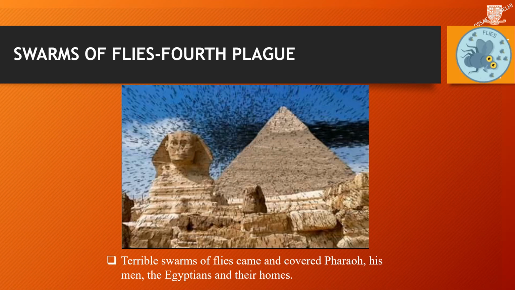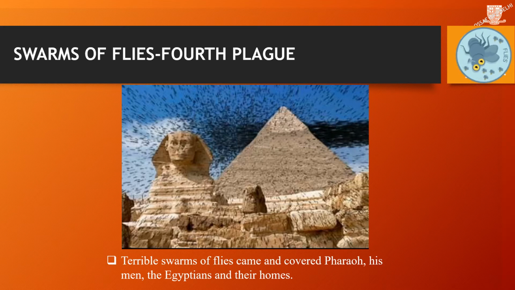Then came the fourth plague. Terrible swarms of flies came and covered Pharaoh, his men, the Egyptians, and their homes. The entire Egypt was covered with flies, and we can all imagine how terrible it is when even one fly enters our home, how distracting and how terrible we feel. So you can imagine when there are swarms of flies in and around you, how bad the people would have felt, and what it did to their lives.